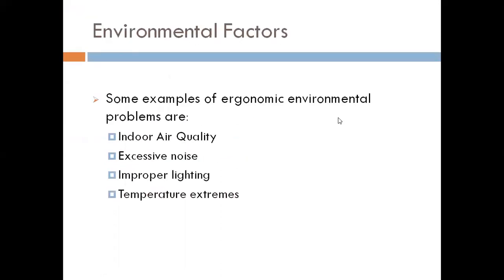Some examples of ergonomic environmental problems are indoor air quality, excessive noise, improper lighting, temperature extremes. If it is very hot, it will not be convenient to work properly. Lighting should be proper. It should be very peaceful, there should be no unwanted noise. Air quality should be good, it should be a fresh area, not polluted air. So these are examples of ergonomic environmental problems.